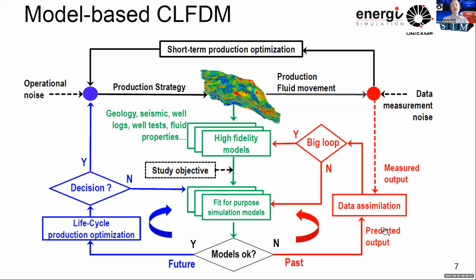Once we have the models, we have to verify if they honor the past. We have this red part here, which is related to the past, which is the data assimilation. We don't call it history match in our group anymore, because our objective is not to match the data.